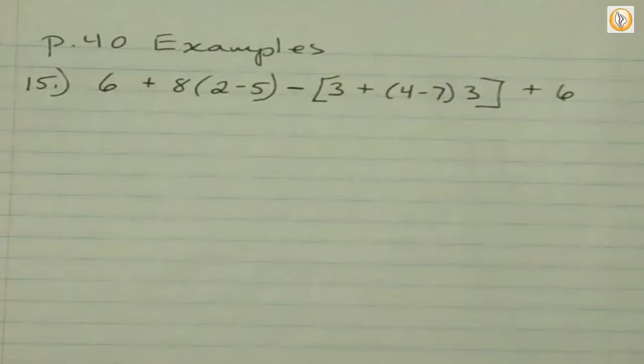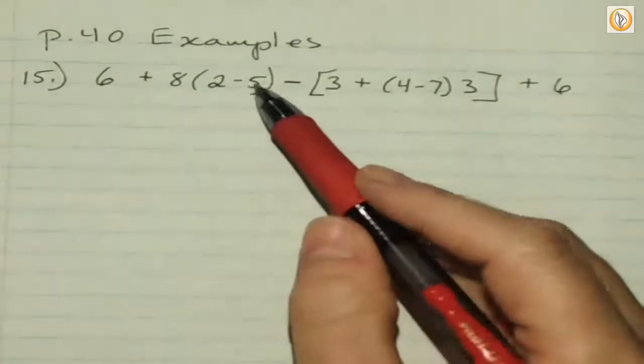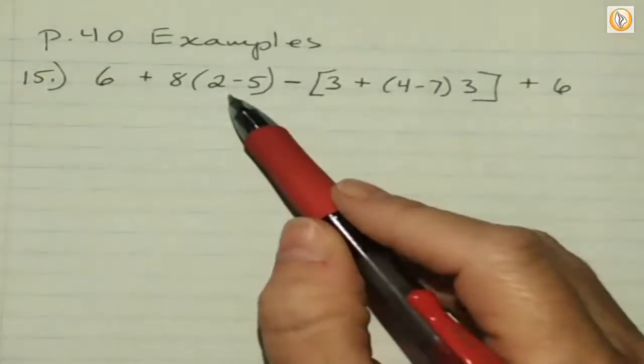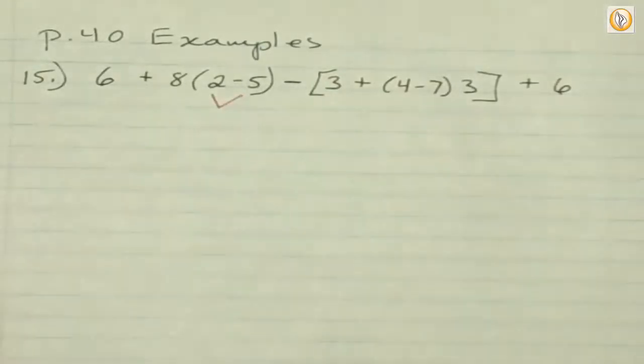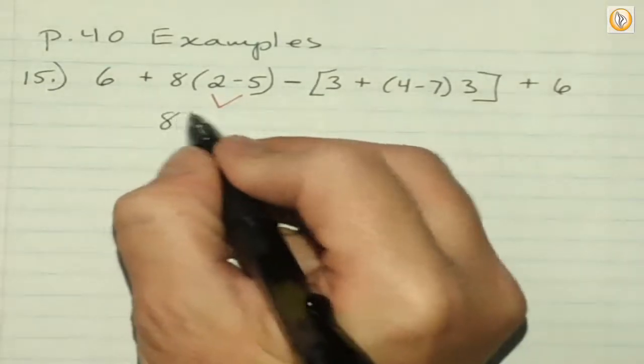Do I tell you the answer, or do I work it out? No, you're going to tell me what I do first. 2 minus 5 in the parentheses. Okay, so he's correct. You can either start with this group or this group. It does not matter. He's starting with 2 minus 5 in parentheses. And what do you get? Negative 3. Okay, I'm rewriting my problem.